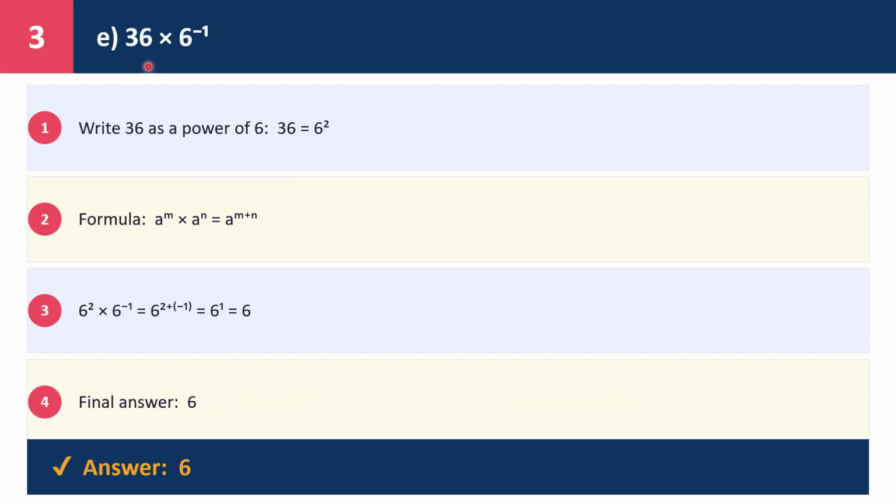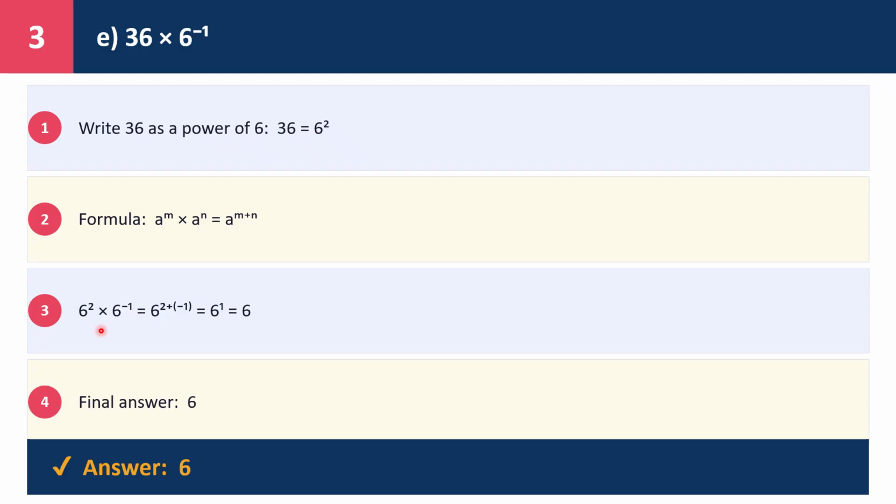We sum 36 into 6 power minus 1. Okay, so write 36 as a power of 6. Why? Our base here is 6. So 36 is nothing but 6 square. Okay, again the same formula. a power m into a power n equals a power m plus n. Now 6 square into 6 power minus 1. We rewrite the question, right? 36 we wrote as what? 6 square. 6 square into 6 power minus 1.